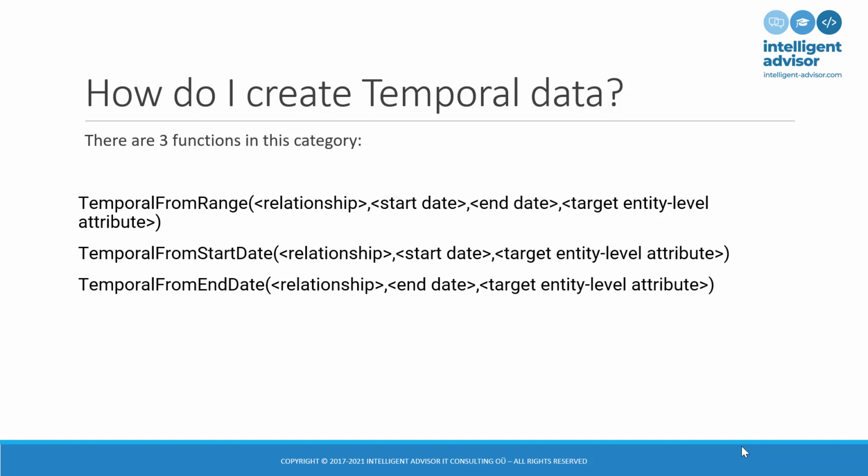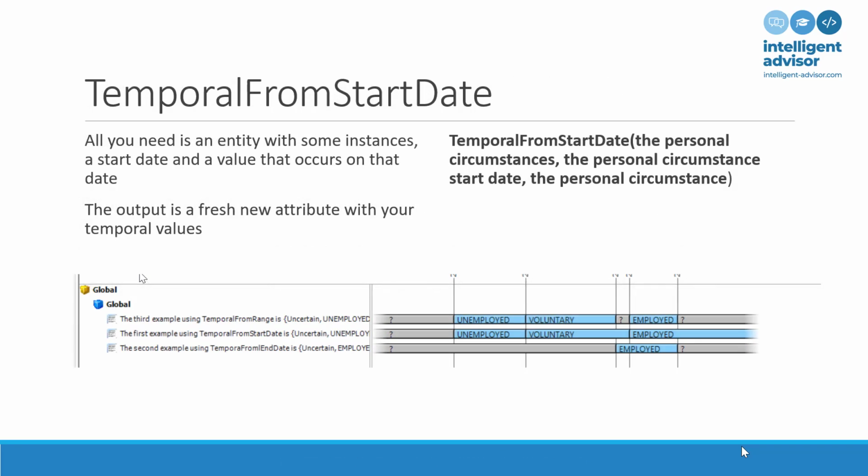Because temporal data needs a change point and a value. So the date and the target entity level attribute that you can see here, the date is the change point date, and the target entity level attribute is the data that you actually want in your temporal attribute. All you need, therefore, to do something like temporal from start date is an entity with some instances and a start date and a value that occurs on the date. The output is a brand new attribute with your temporal values.